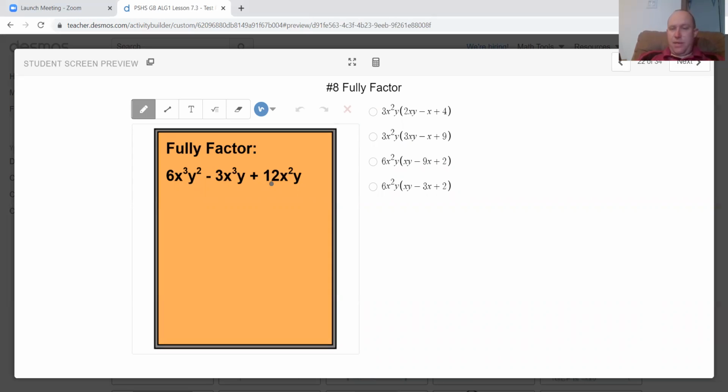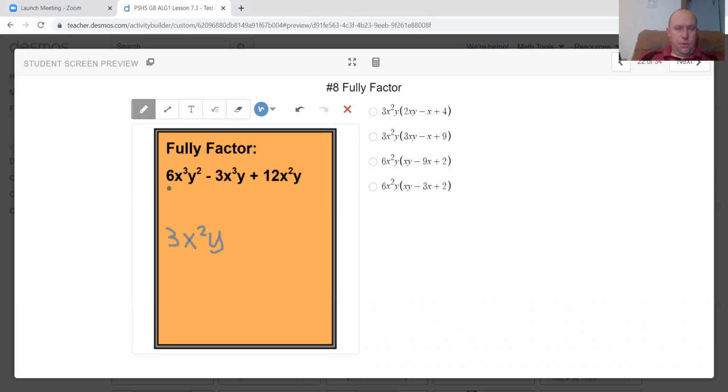GCF for 6, -3, and 12, you can type it in like I did on the previous one. It's 3. 6s don't divide into 3, but they do divide into 6 and 12, but it's got to work for all of them. So 3s, 3, 6, 9, 12, they're definitely in the 3 times table. X cubed, and x squared. So pick the smallest. That would be x squared. Y squared, y, and y. The smallest one would be y.